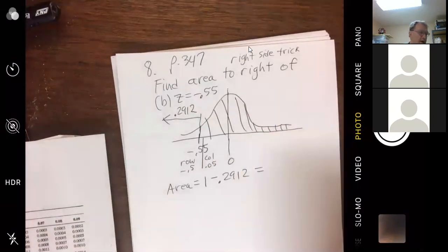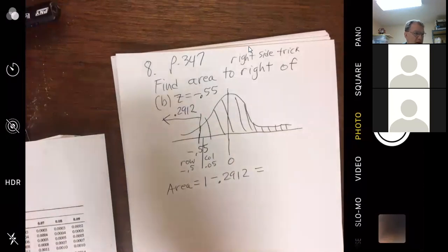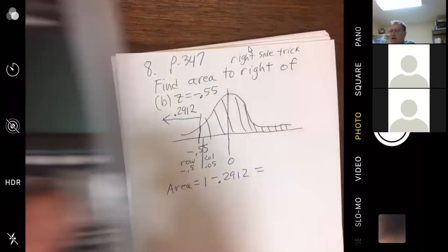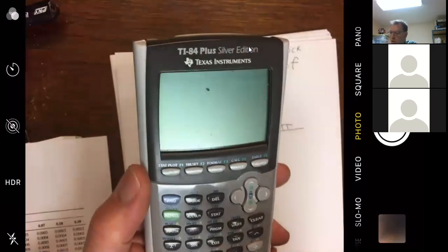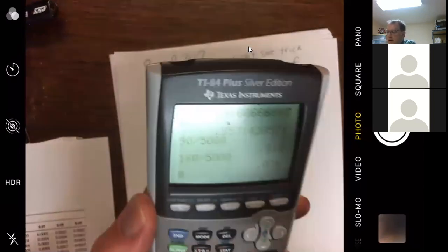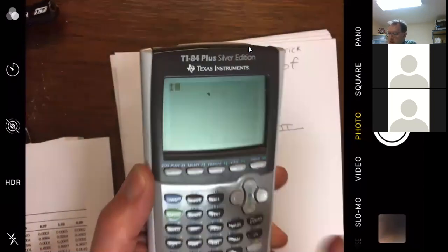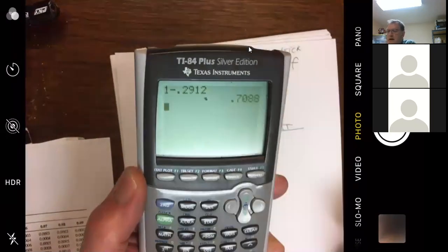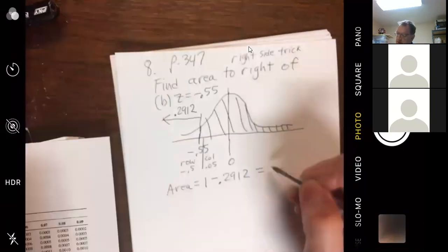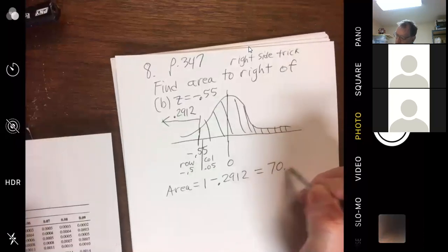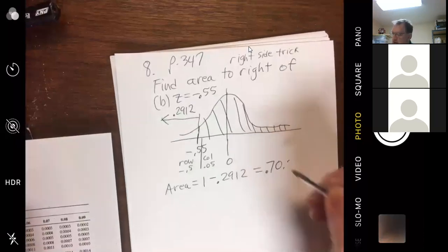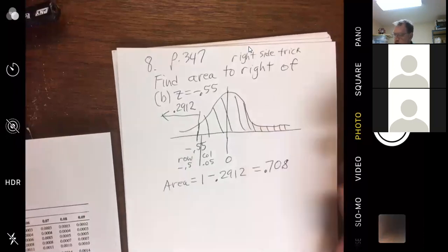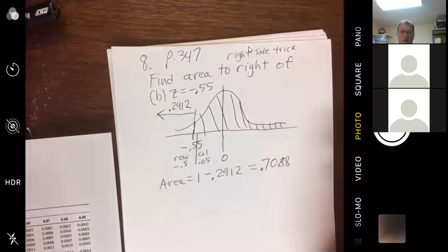Reach for the calculator because I don't really want to do that by hand. 1 minus 0.2912 is 0.7088. 70% of my numbers. Well, you could call it 70.88%, or you just use a direct decimal out of the book, 0.7088.